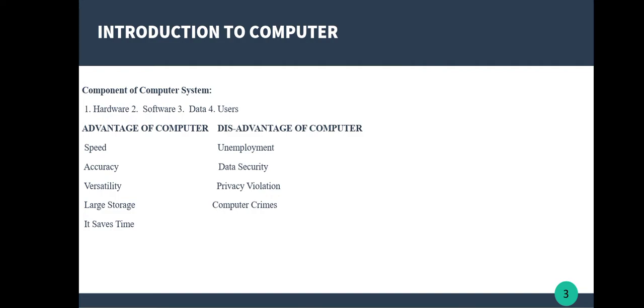Privacy violation. Computers are used to store personal data of people. The privacy of a person can be violated if personal and confidential records are not well protected. Computer crimes: people use computers for negative activities. They hack and steal credit card numbers of people and misuse them to perform different acts such as stealing.